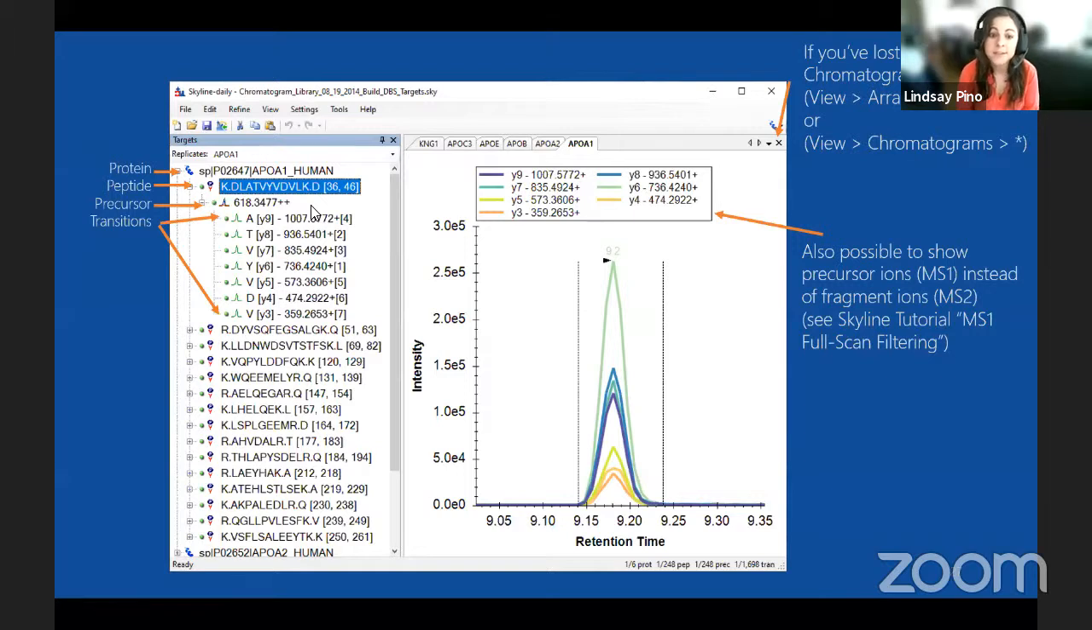There are ways to use just the precursor. This is called full scan filtering or MS1 filtering. It's just a little noisier. We might see this in DIA later today.